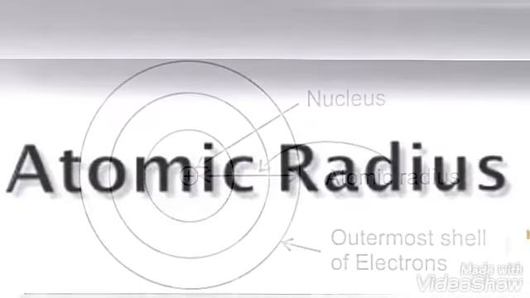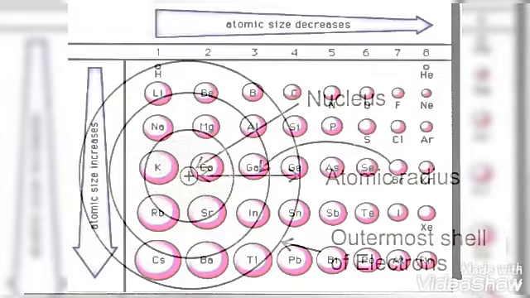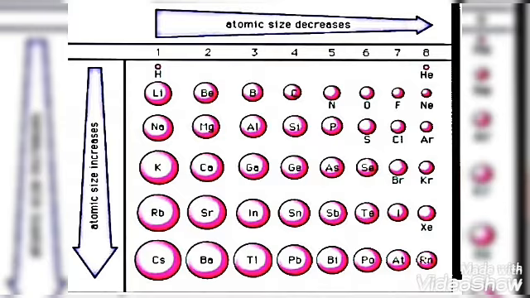First property is atomic radius. It is the distance between the nucleus and the outermost shell of an atom. It is also regarded as atomic size. Atomic size increases in a group from top to bottom because a new shell gets added at each step. This results in the increase of the distance between the nucleus and the outermost shell, thus increasing atomic size.